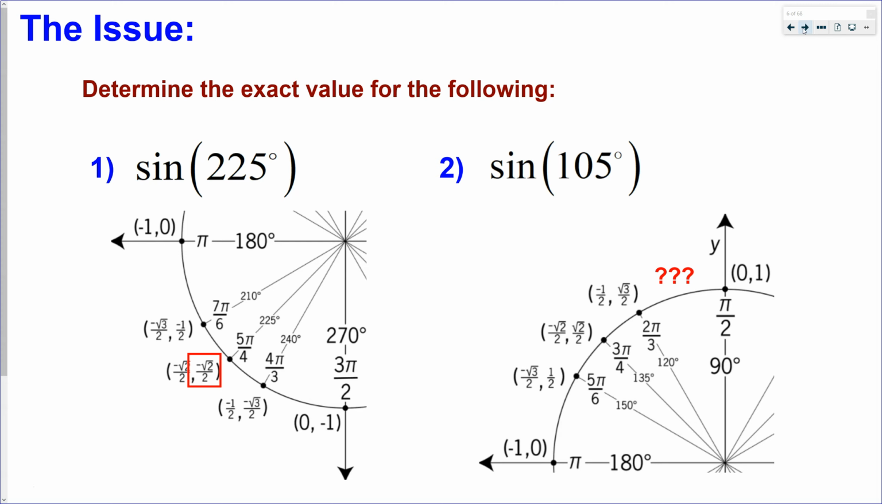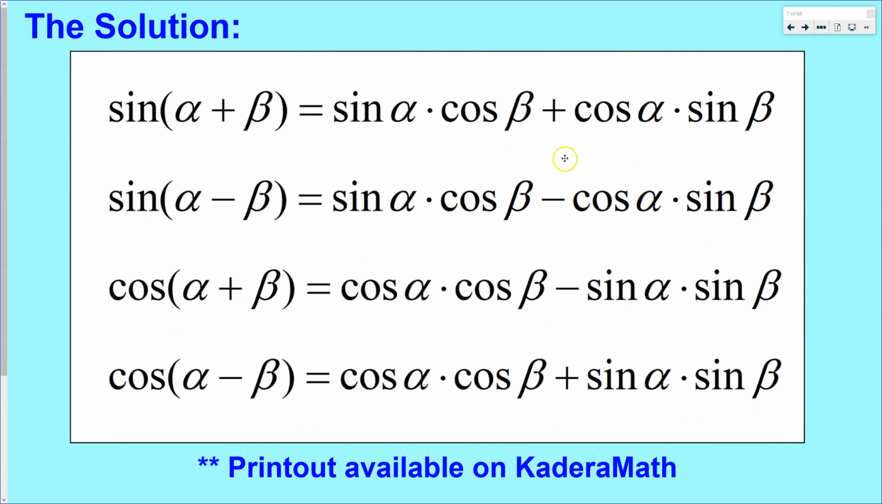Okay, so what we're going to do is we're going to view these sorts of degree measurements or radian measurements as a sum or a difference of 2 angles that we do know. And if we view this angle as a sum or a difference of 2 angles that we do know, then we can use these formulas. Basically say 105 is a combination of, you could do it any number of ways, but 105 could be a combination of 45 and 60 degrees, for instance. You could add those together and you could use this formula right here to help you figure it out.